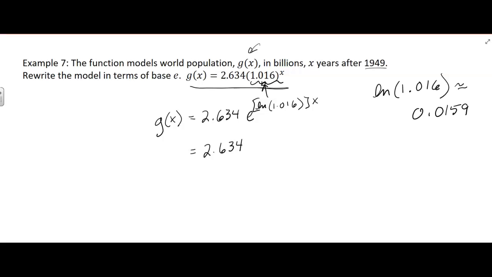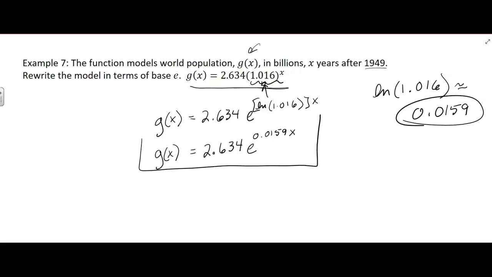But anyway, now you have 2.634e to the power of what that natural log is, about 0.0159 times x. And now you have a new model for the function in terms of having a base e. Okay? And that's what it does.